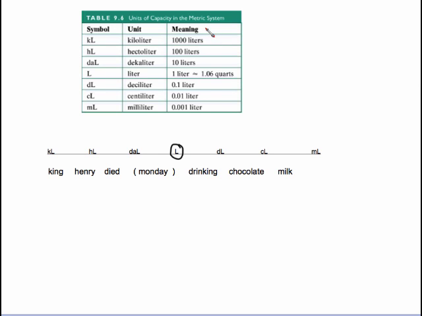We also have the units of capacity in the metric system. Now before we look at this, we need to look down here. You should remember this: King Henry died Monday drinking chocolate milk, but oops, this isn't an M anymore. This is L for liter because liter is the basic unit of measurement for capacity. Meter was the basic unit of measurement for linear distance. Liter is your basic unit for capacity. So we don't have an M anymore. Now we can kind of cheat here if you know your French. In French, Monday is lundi. So there's my L. So it's still King Henry died lundi, which is Monday, drinking chocolate milk.